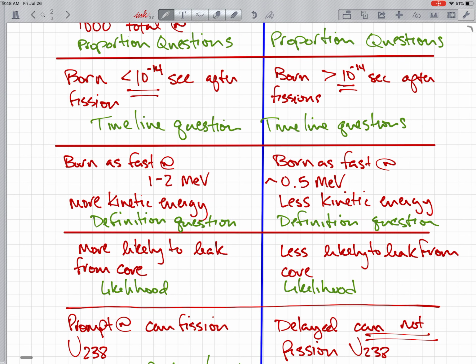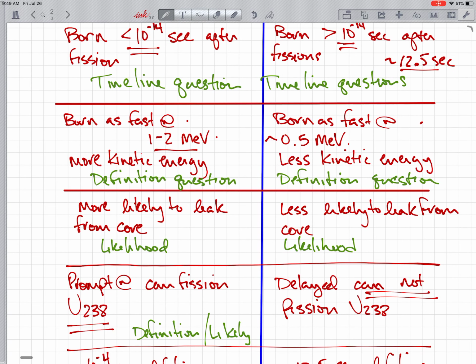All right, this is an important one. Prompt neutrons are born quickly, less than 10 to the minus 14 seconds after fission. And delayed neutrons are born greater than 10 to the minus 14 seconds after fission. We're going to say they're about 12.5 seconds on average, and that's an important number to remember. So both prompt and delayed neutrons are born fast, but the prompt neutrons have a higher energy level, more kinetic energy: 1 to 2 mega electron volts for prompt and 0.5 mega electron volts on average for delayed.